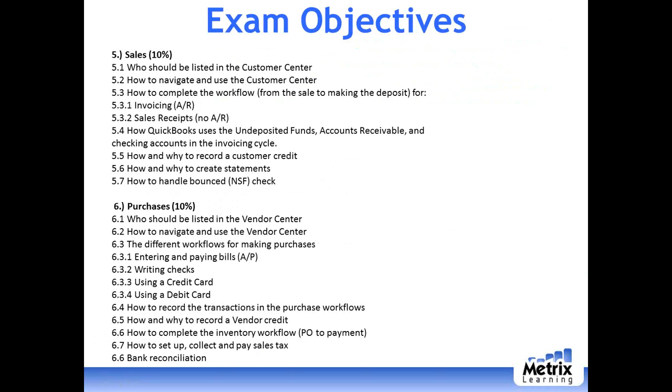Item number 6 is purchases. This is 10% of the questions asked. Think of it as 5 questions. You will want to know who should be listed in the vendor center. So remember, a vendor is anyone you pay. This can mean subcontractors, a utility company, your landlord, tax agencies, and so on.